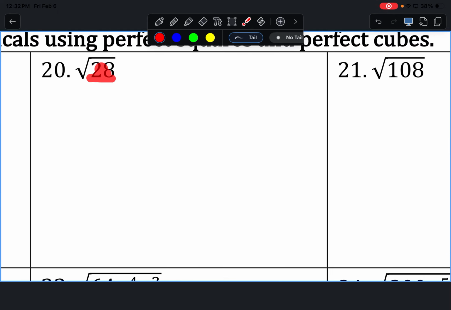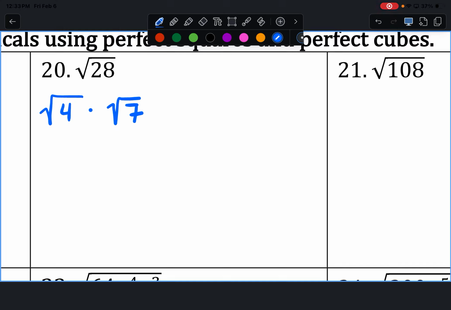Now, for number 20, is 28 a perfect square? No. What is the biggest perfect square that 28 is divisible by? 4. Okay, so remember, to figure this out, the number will not be bigger than 28, so we'll start with 25. Is 28 divisible by 25? No. Is 28 divisible by 16? No. Is 28 divisible by 9? No. Is 28 divisible by 4? Yes. Okay, so we'll break this up into the square root of 4 times what? 4 times what gives you 28? 7.